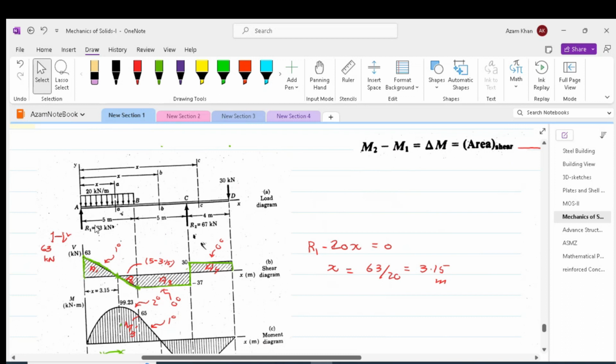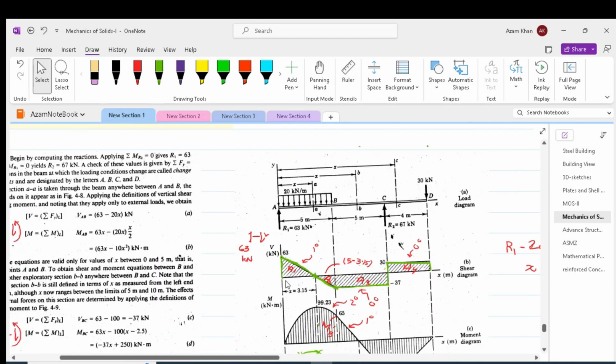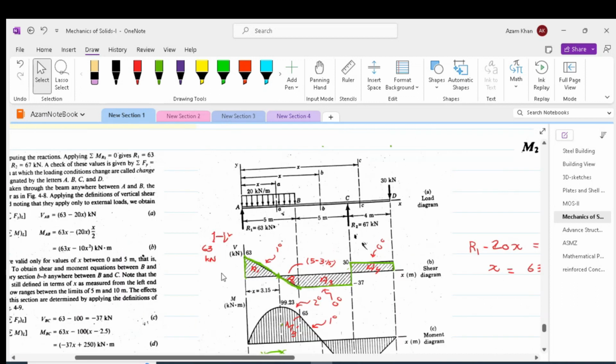So R1, 63 minus 20 times X, should be equal to 0. So X defines that length which will make the reaction equal to 0, and X will be equal to 3.15. X equal to 3.15 is now worked out. So we have now determined all the unknowns in the shear force diagram with respect to segment AB.